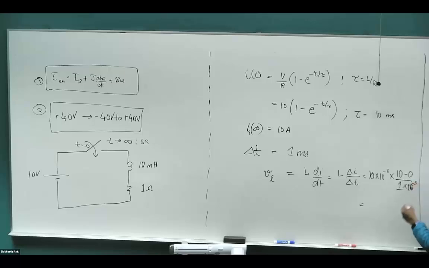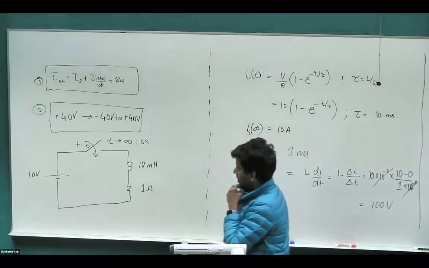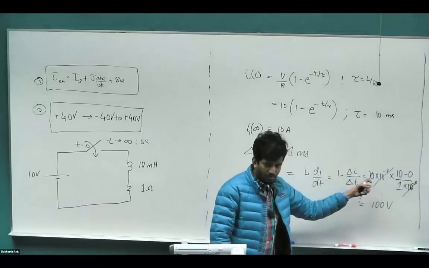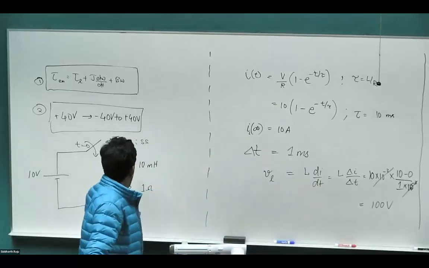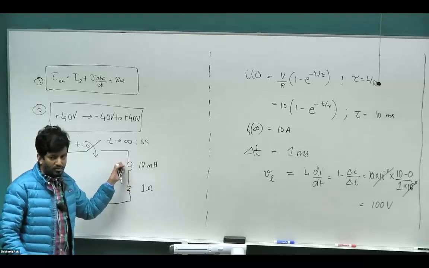10 to the power minus 3. This cancels, that comes out to 100 volts, right? There's one mistake I made here. Anybody want to point it out? So when I close the switch, what is going to be the polarity of the voltage across the inductor?